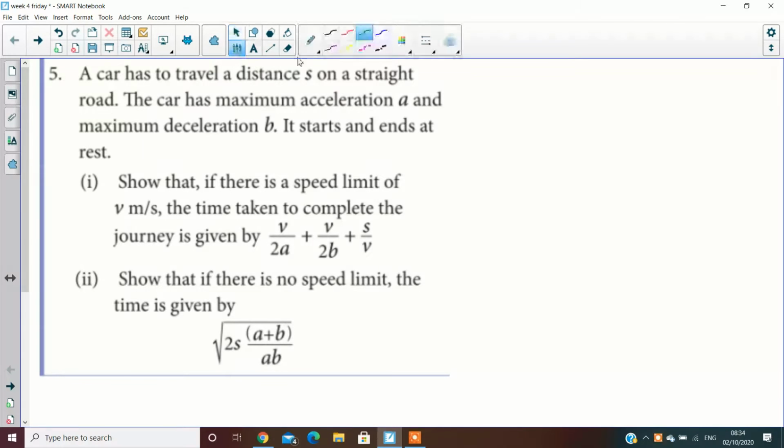A car has to travel a distance s on a straight road. The car has a maximum acceleration A and a maximum deceleration B. It starts and ends at rest. Show that... Sorry, I did part 1 the other day, so don't worry about that. It doesn't affect part 2 anyway. Show that if there is no speed limit, the time is given by this.